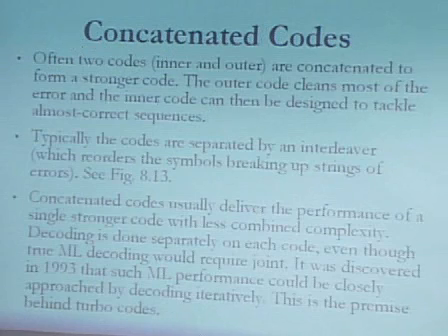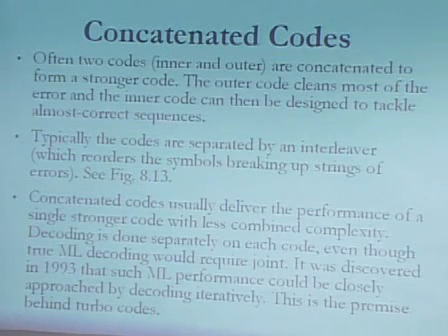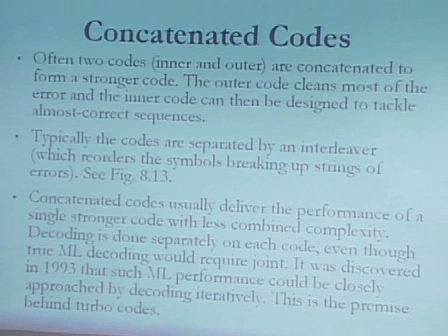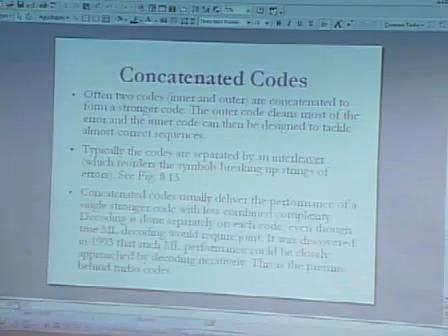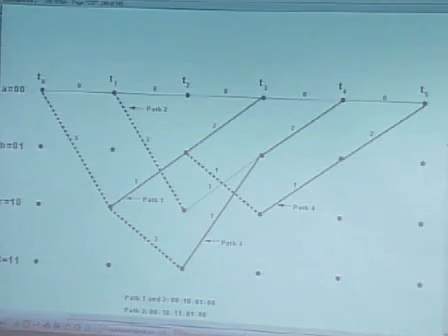Okay, so we'll touch briefly on a couple of other topics and we'll be done. So first, concatenation. Very often, two codes called inner and outer codes are concatenated to form a stronger code. The idea is that you use the outer code to clean most of the errors, and then you use the inner code to finish cleaning up the really hard errors that remain after the first code. Usually you separate the codes by something called an interleaver, which just reorders the sequences.